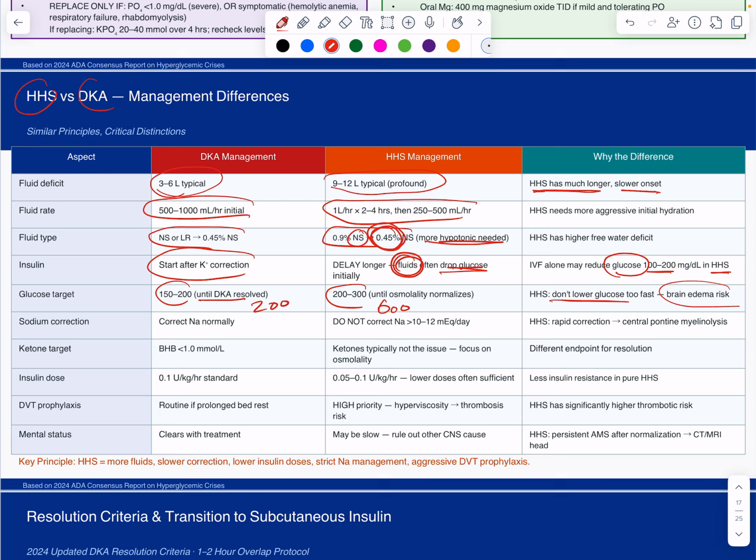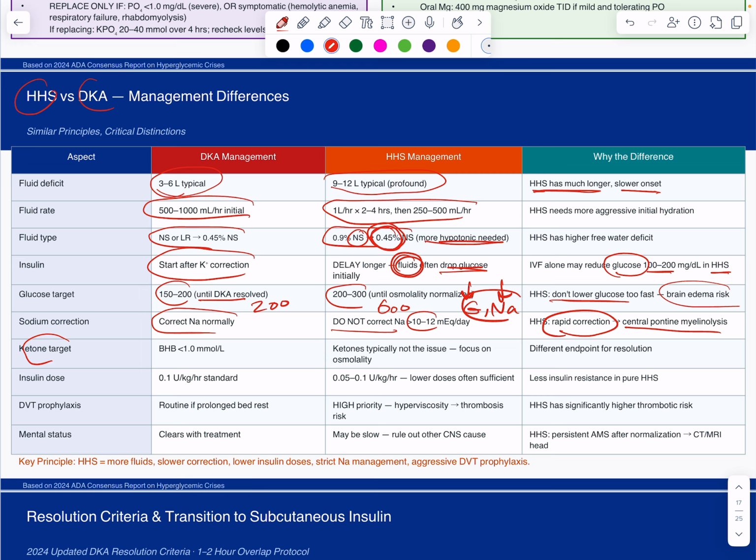Sodium correction, we sometimes need to correct the sodium here. We don't need to correct the sodium if it's 10 to 12 points off, because just giving IV fluid, especially the hypotonic, will correct the sodium. But also both glucose and sodium are hypertonic, hyperosmolar. So if you are trying to decrease the glucose and the sodium at the same time, that rapid correction can cause central pontine myelinolysis.